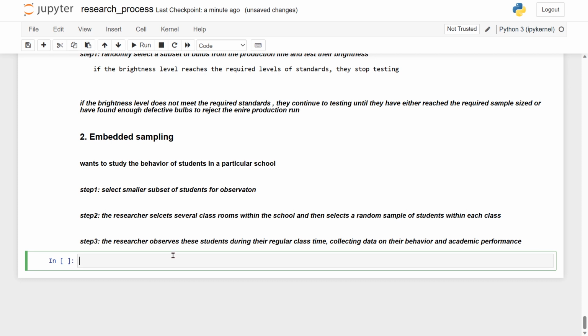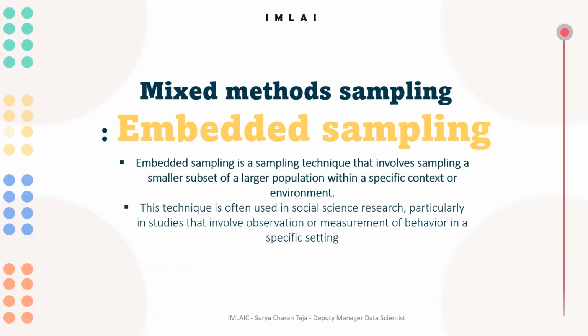context or environment. So in general, embedded sampling can be a useful technique when used appropriately, when the researcher is aware of its limitations and potential biases. The researcher should carefully consider the context and environment in which sampling is taking place and should use appropriate sampling methods to ensure the sample is representative of the larger population to the extent possible.